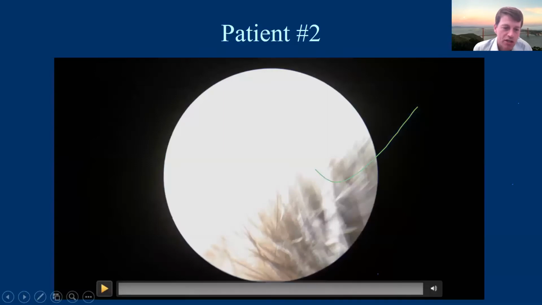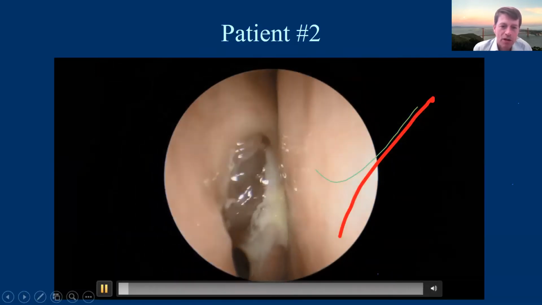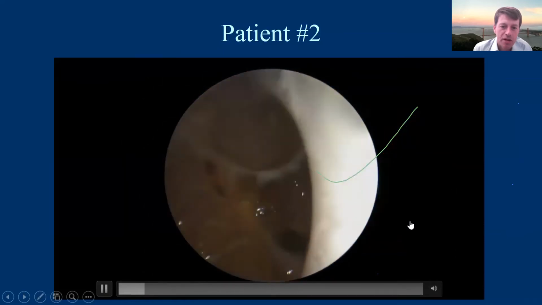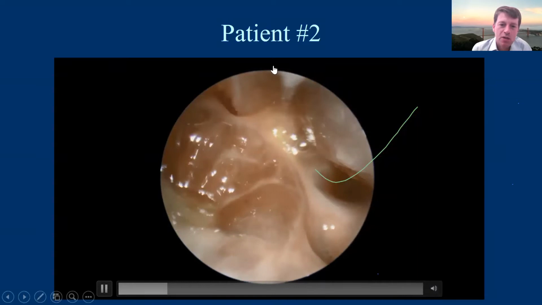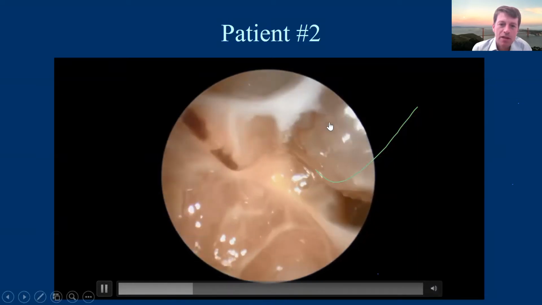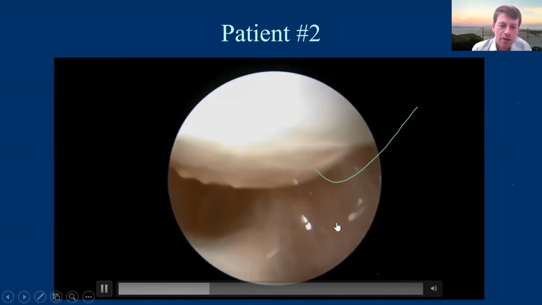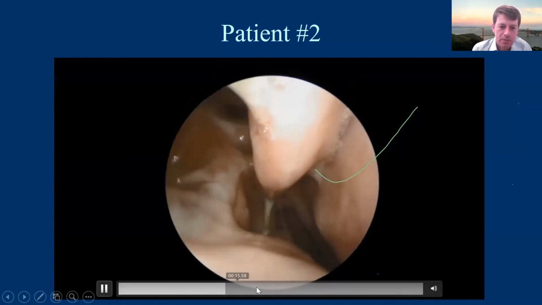So here's our patient after treatment with macrolides. This is her nasal septum here. I'm sorry, this is before. So we'll do a little pre and post. So you can see all the inflammation, the thick mucus, the polyps, et cetera here.